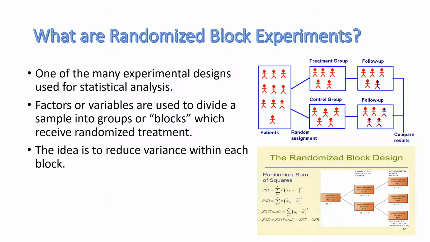Researchers identify several factors by which to divide a sample into homogeneous groups or blocks to reduce the variance of data, to further remove extraneous variables the researcher would rather do without. The blocks are put through a randomization process.